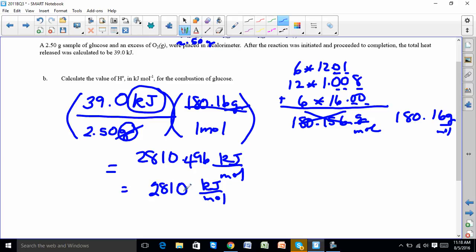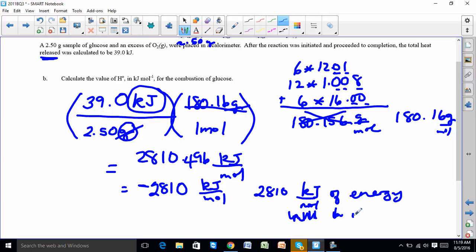It releases energy, and that's the energy that allows you to walk and allows your heart to beat. People that starve to death and don't take any glucose eventually die. And it should be negative just because of the words heat released, or just say 2,810 kilojoules per mole of energy will be released. Okay, so either say the word or make it negative, whichever you prefer.